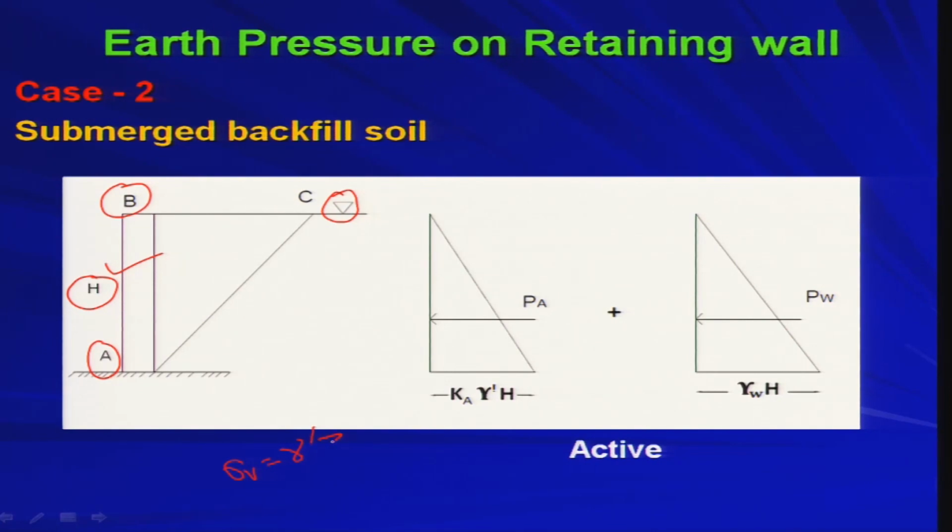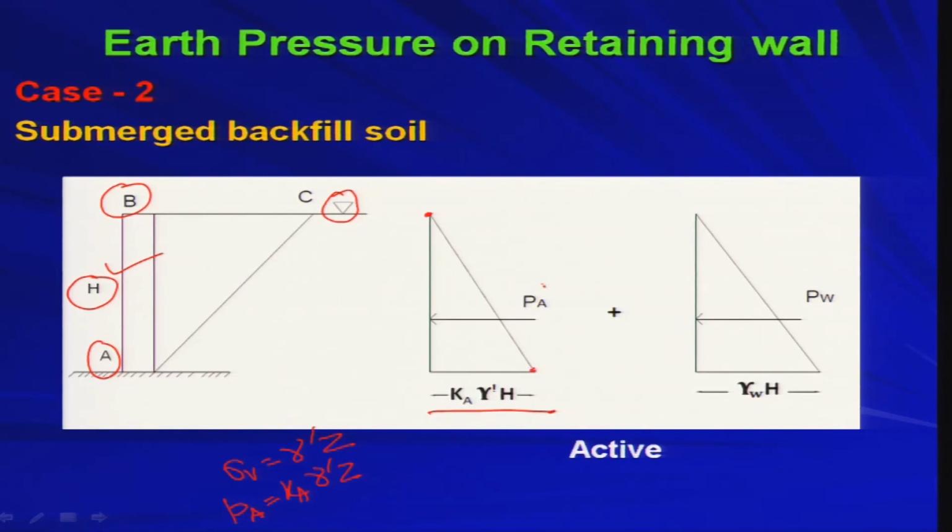gamma prime Z. What is gamma prime? That is the submerged unit weight. In case of submerged backfill, you have to consider the submerged unit weight. So, sigma v is gamma prime Z. If you know this, you can find Pa, that is Ka into sigma v, that is Ka into gamma prime Z. At Z equal to 0, Pa is 0, at Z equal to H, Pa is Ka into gamma prime into H. And the distribution is again linear.